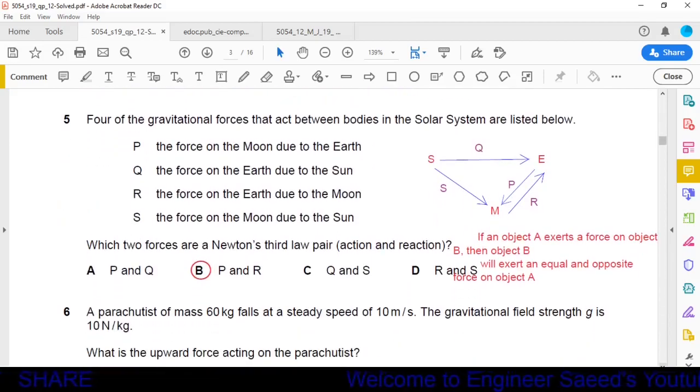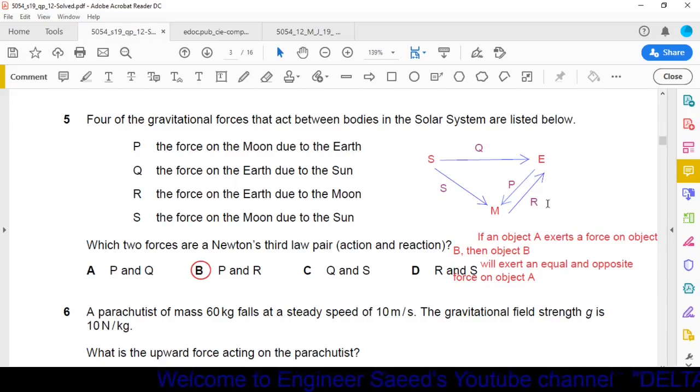Question number 5. Four of the gravitational forces that act between bodies in the solar system are listed below. P, the force on the moon due to earth. Okay, here it is a force that is acting on the moon due to earth. Q, the force on the earth due to sun. It is force Q, acting on earth due to sun. R, the force on the earth due to moon.